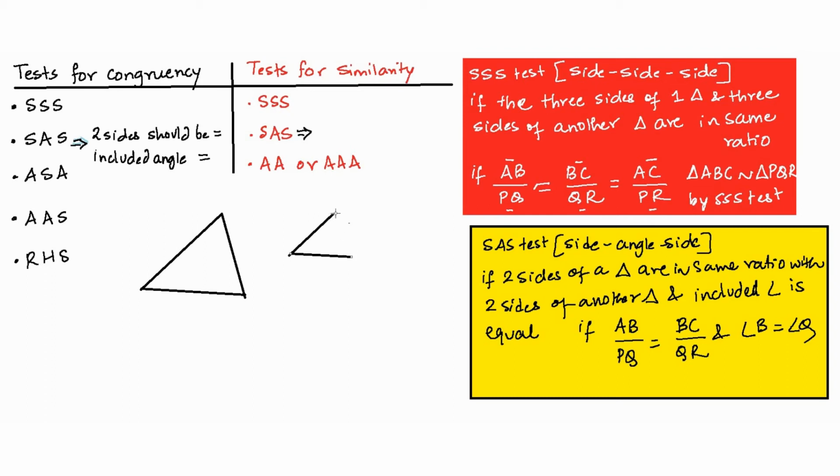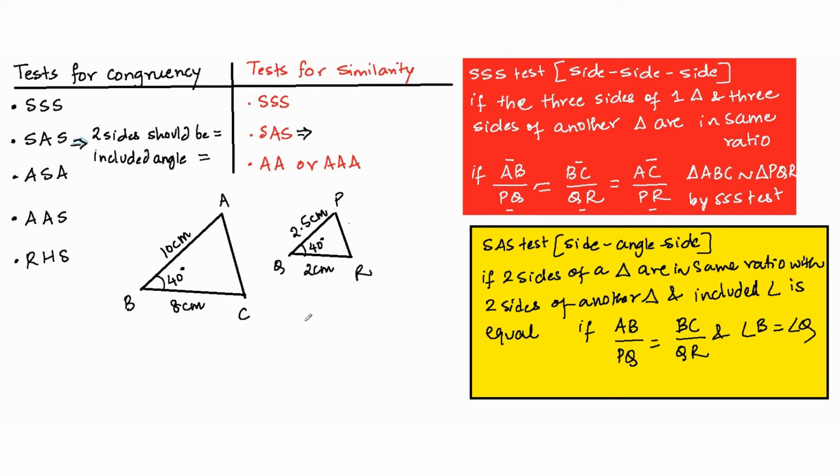So let's consider these two triangles that I have. This is, say, ABC and PQR. Let's assume AB is 10 centimeters and BC is 8 centimeters, whereas PQ is 2.5 centimeters and QR is 2 centimeters. And let us assume this angle is 40 degrees and this angle is also 40 degrees. Then these two triangles are similar.